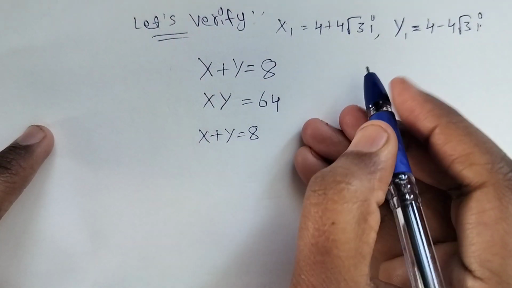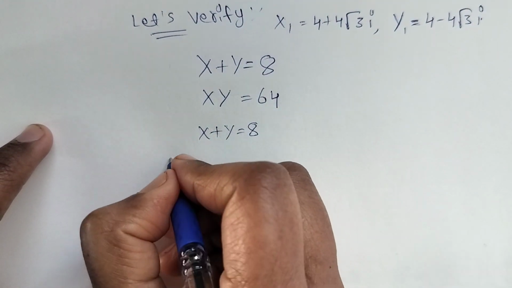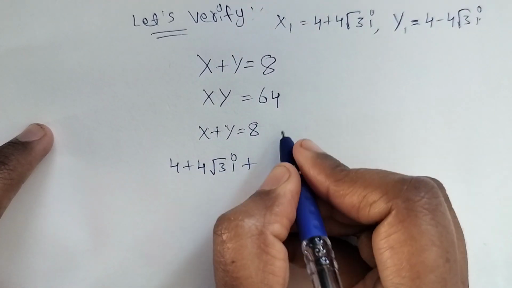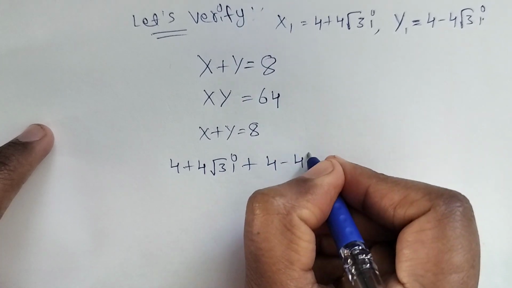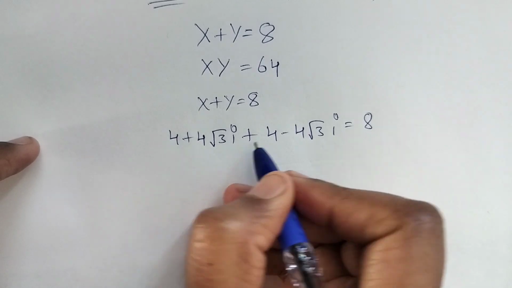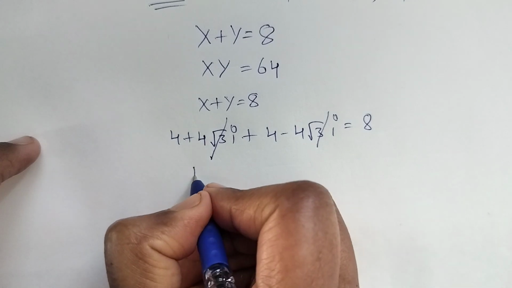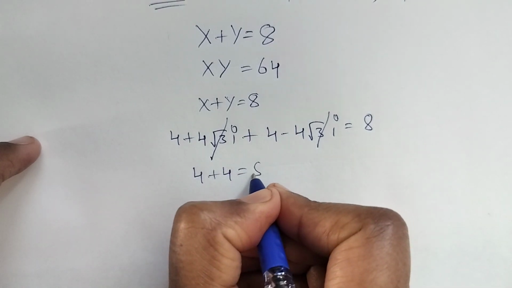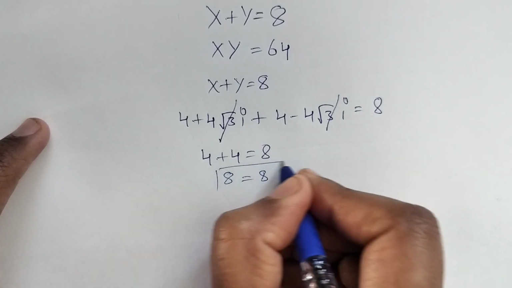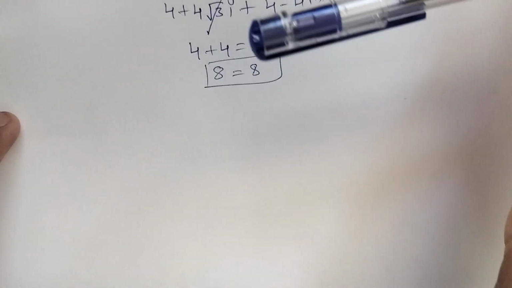Substitute the values of x and y in this equation. So 4 plus 4 square root of 3i plus 4 minus 4 square root of 3i is equal to 8. Here the plus 4 square root of 3i and minus 4 square root of 3i both cancel. So 4 plus 4 is equal to 8. So this is true. Now coming to the second equation.